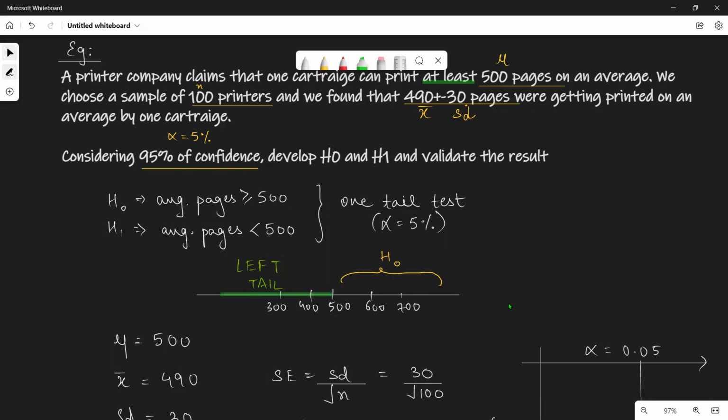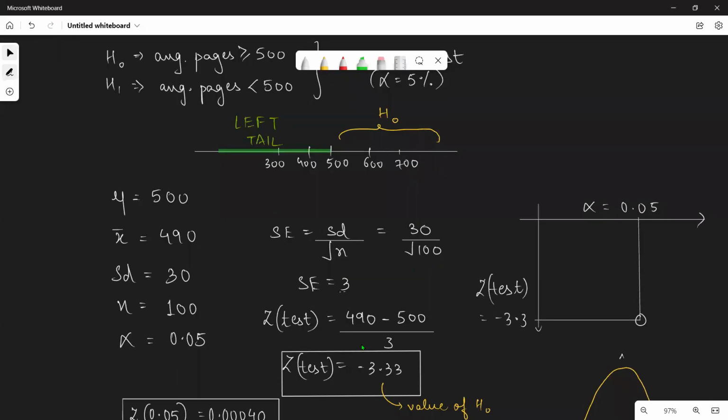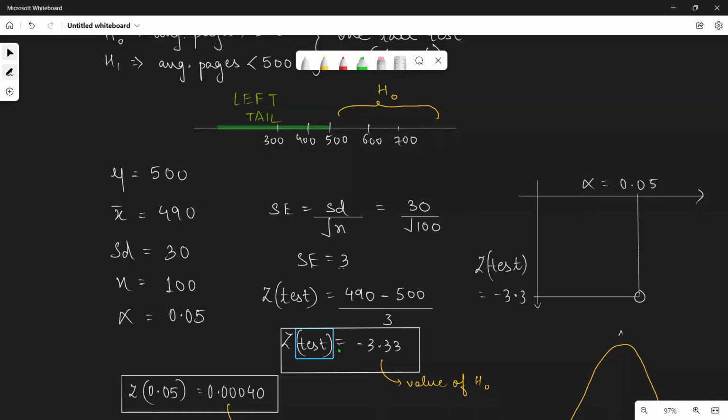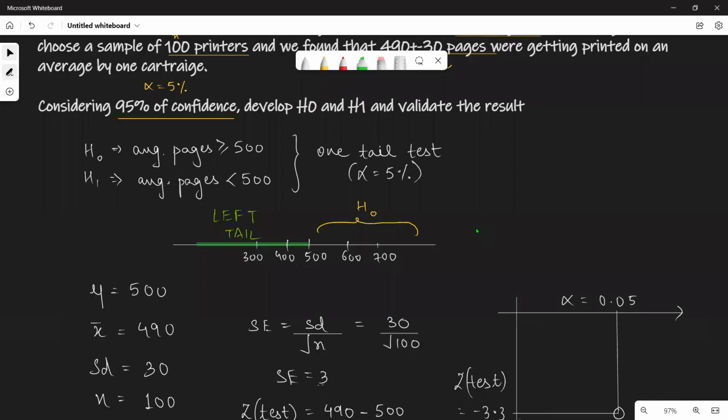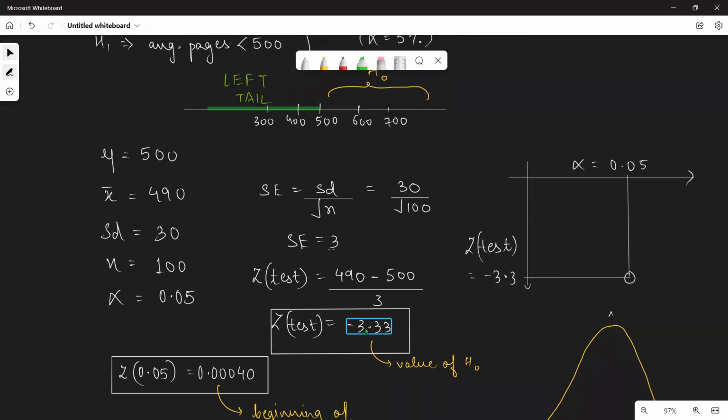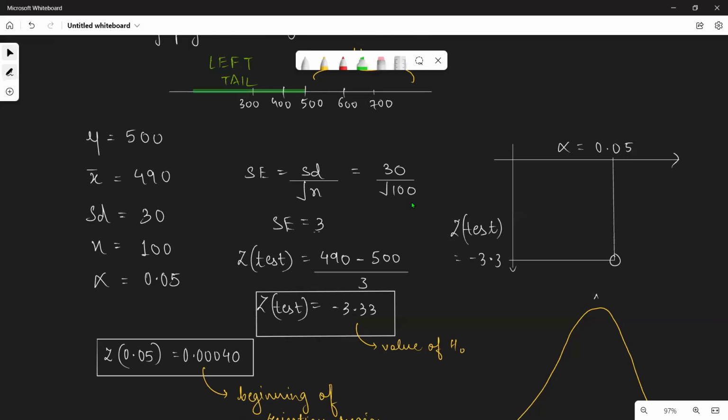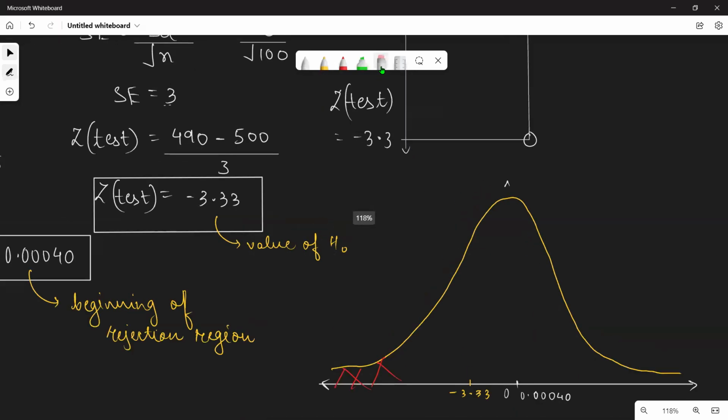So my question is, are we using these figures to draw the bell-shaped curve? These figures are only important for us to develop this Z test. If you look into the formula, 490 is being utilized here, and 500 is being utilized. These values which we have are actually helping us to calculate the value of H0. We are not explicitly drawing them here in the graph, but they are being used.